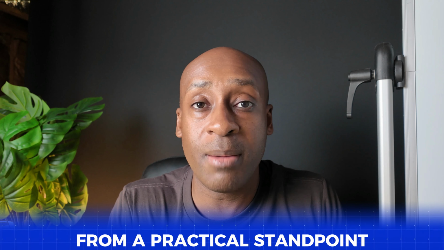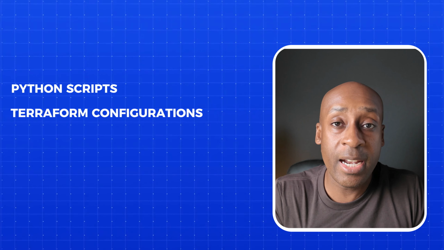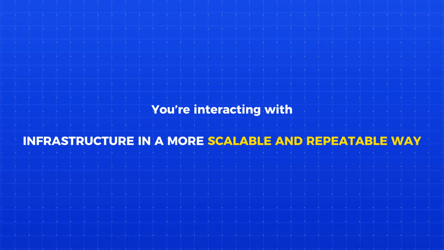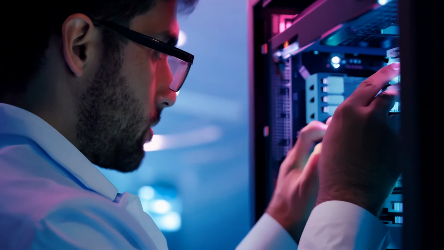From a practical standpoint, VS Code is commonly used for things like Python scripts, Terraform configurations, editing YAML or JSON files, and working directly with automation-related tasks. So even though it looks like just a text editor, it represents a much bigger shift in how you operate, because now you're interacting with infrastructure in a more scalable and repeatable way. And for a lot of IT professionals, this is one of the first major steps towards thinking more like an engineer.